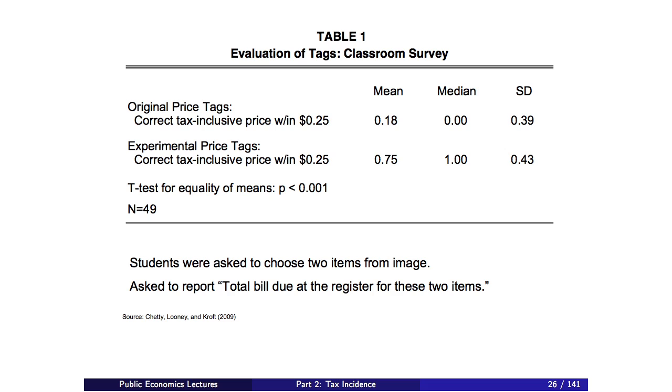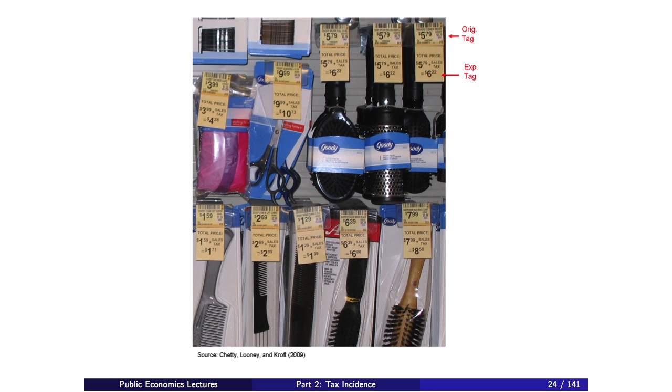So the way we did that is to take the undergraduate public finance class at Berkeley that I was teaching, and we showed them this image, or an image like it, and we asked them to pick two products that they liked and write down the total price that they'd have to pay at the register when they checked out these two products. And so the idea was to first show them this image without these experimental tags, and then we showed it with the experimental tags.